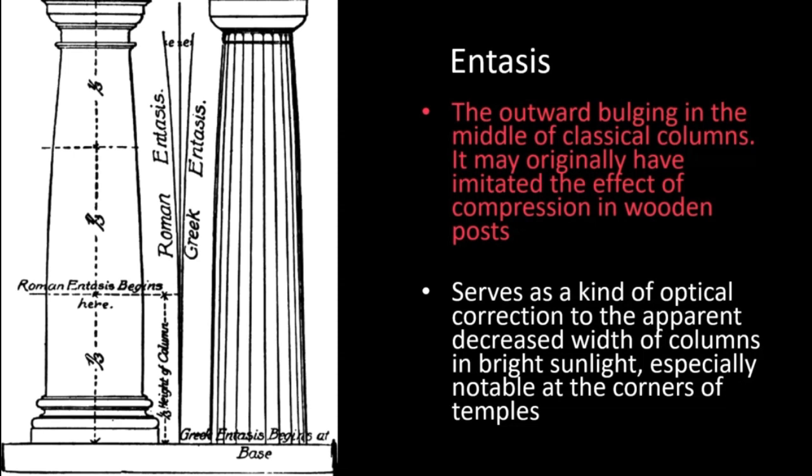Entasis is the outward bulging in the middle of classical columns. It may originally have imitated the effect of compression in wooden post, but it serves as a kind of optical correction to the apparent decreased width of columns in bright sunlight, especially notable at the corners of temples. So classical temples are not simply comprised of perfect mathematical ratios. Rather, they're adapted to human consideration. It's a human-centered construction system.